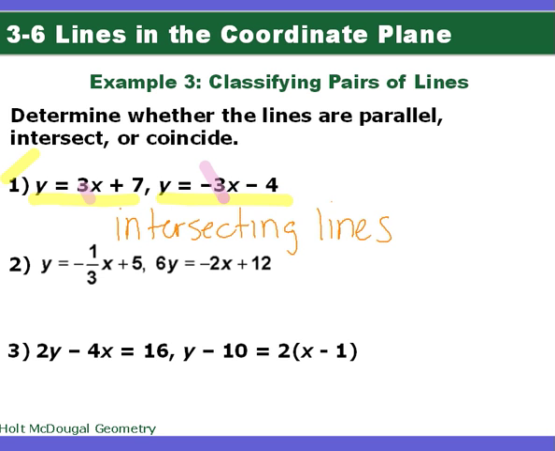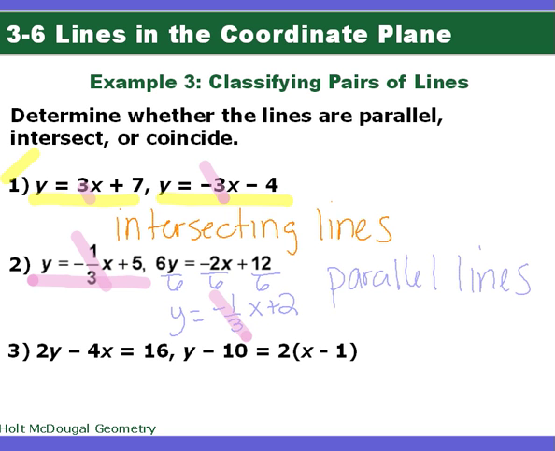Our second example, we have y equals negative 1/3 x plus 5 and 6y equals negative 2x plus 12. So as Ms. Briscoe said, put them in slope-intercept form. Our first equation already is. Our second equation, we need to solve it for y. Okay, so putting both of the equations in slope-intercept form, we notice our slopes are the same. Both are negative 1/3, and our y-intercepts are different, so our lines are going to be parallel.